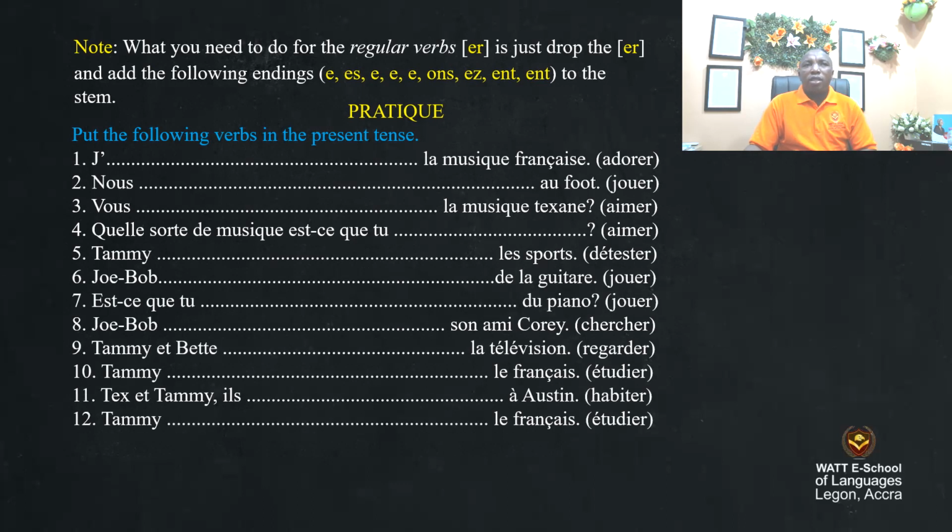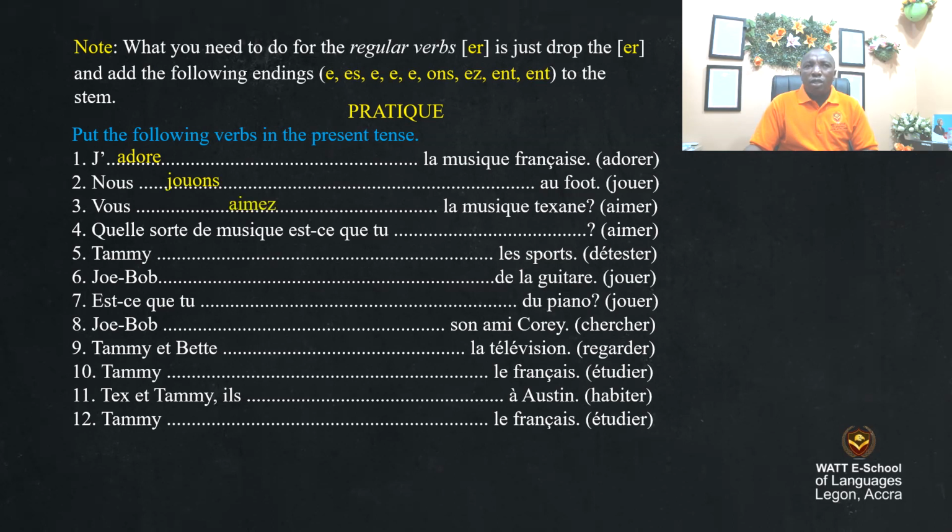Ready? You see the J apostrophe, the verb is adorer. And as we all know, when the verb begins with a vowel, for the first person singular, you take the E off and you add apostrophe. So you say, j'adore la musique française. I love French music. Nous jouons au foot. We play football. For French, we will say football, the same word, we say foot in French.